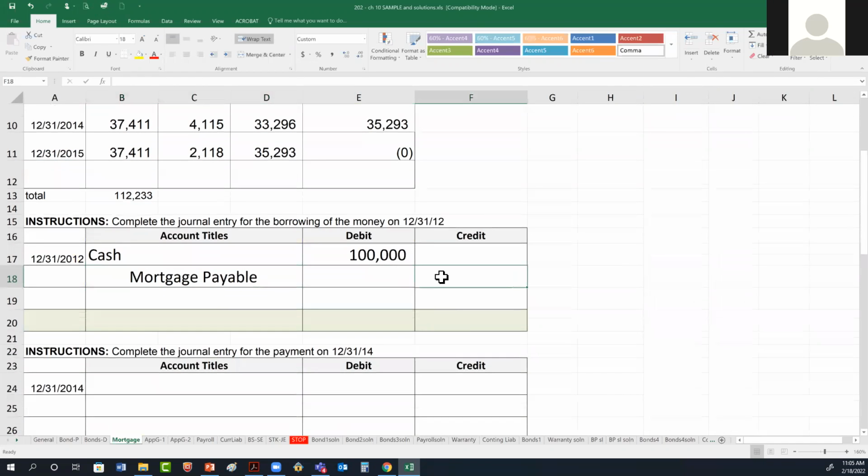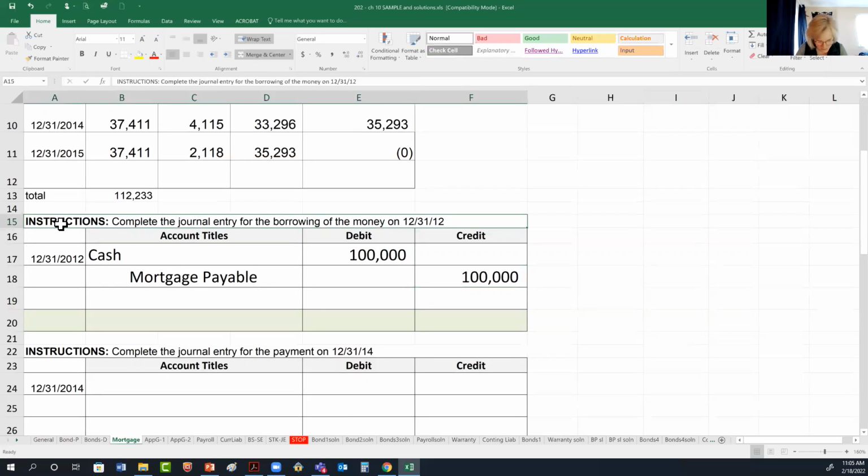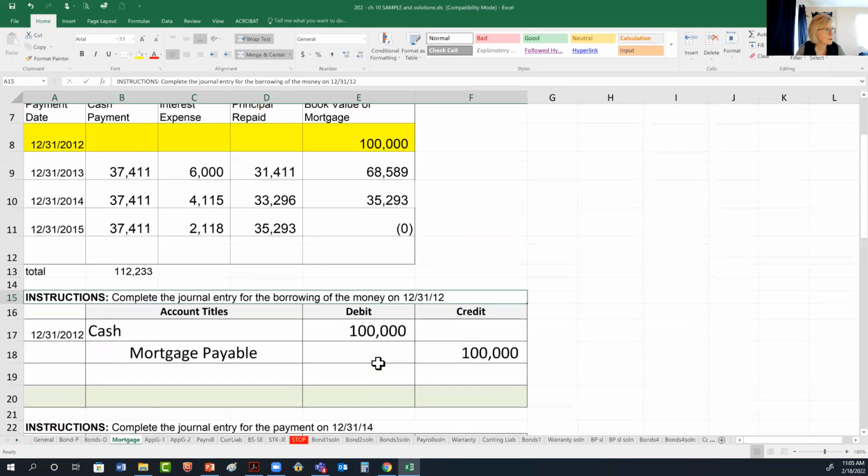So it just depends how the problem is worded. You'll probably be 1 point off if you use note instead of mortgage. Okay. So really keep an eye on your dates here. It's saying complete the journal entry 12/31/12. And the next one is complete the journal entry for the payment on 12/31/14. Okay. So look at your schedule.